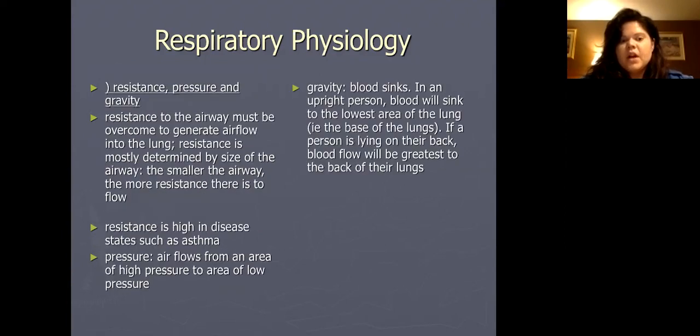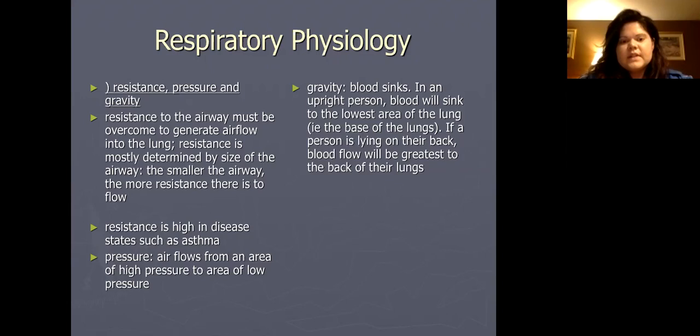Resistance, pressure, and gravity. Resistance to the airway must be overcome to generate airflow into the lungs. So if there's an obstruction, it's not going to happen. So we would need to remove that obstruction, whether that be a foreign body or narrowing. Resistance is mostly determined by the size of the airway. So the smaller the airway, the more resistance there is to flow. And we would think about that as far as with our age span, children typically have the most narrow of airway, and adults tend to have a larger diameter airway.